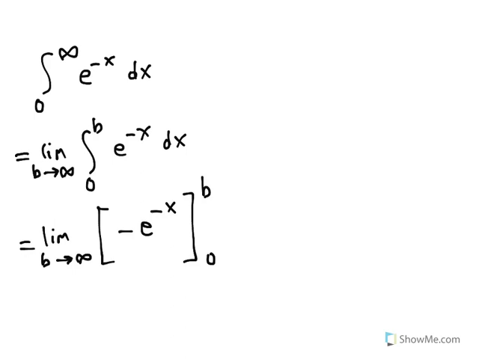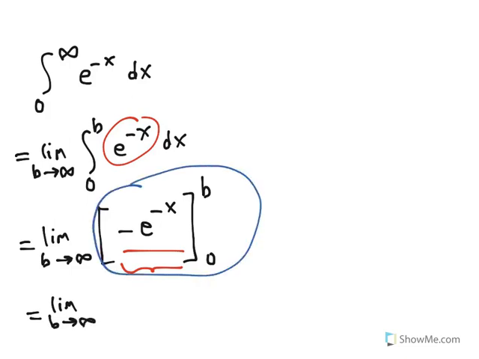The antiderivative here is going to be negative 1 times e to the negative x. You can do a formal u substitution, or you can get this mentally, and you can verify that this is correct by taking the derivative here, and you will get the integrand back. So now, to complete the work, we're going to go ahead and take the limit as b approaches infinity of this quantity, and of course we're using the fundamental theorem of calculus here.